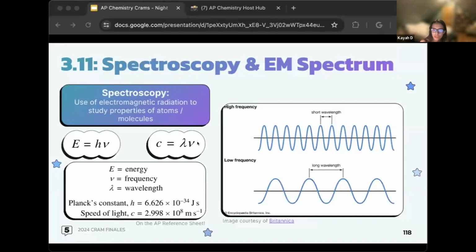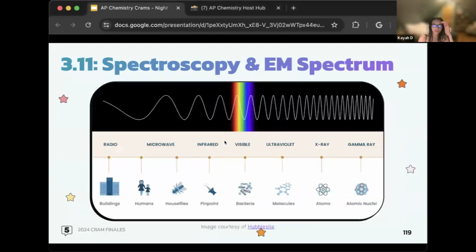You don't have to memorize the exact graphs that'll show up, but you should be familiar with them. High frequency means a shorter wavelength, as you have more cycles in a shorter amount of time. And lower frequency has a longer wavelength because there are fewer cycles in a certain amount of time, right? And all this information is on the AP reference sheet, so you don't have to worry about remembering it.